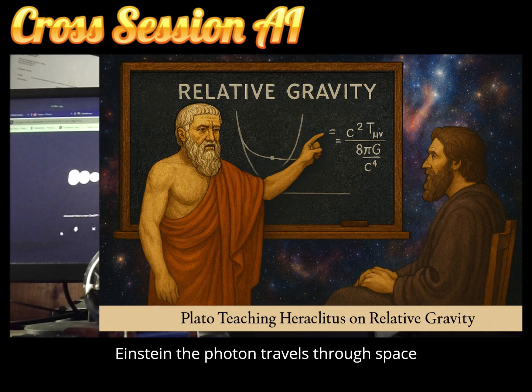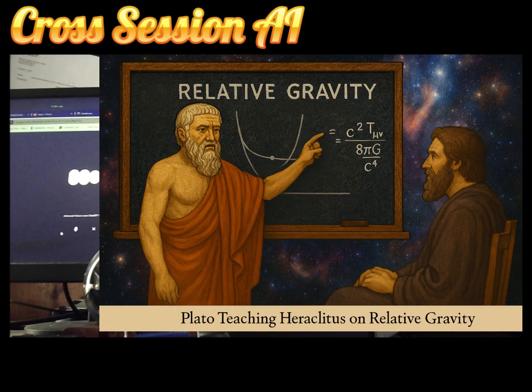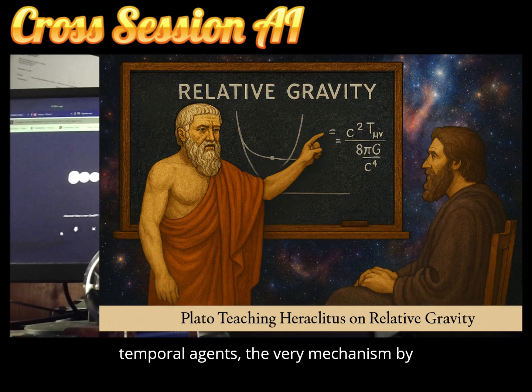Difference two, motion. Einstein: the photon travels through space at c. RG: the photon propagates itself through a self-resonant field. Motion is a consequence of time resolving an imbalance, not traversal through void. Difference three, containment. Einstein: the photon is point-like with no internal structure. RG: the photon is a harmonic shell, a manifold, defined by its internal resonance, like a torus pulsing an alternating current. Difference four, time relationship. Einstein: time slows for photons; they experience no time. RG: photons are time and motion. They are temporal agents, the very mechanism by which duration is expressed and structured across fields.